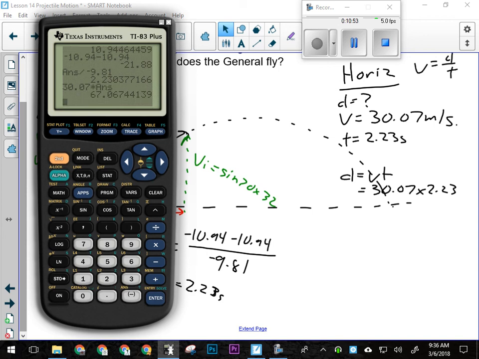Okay, so the General Lee flies 67 meters. That's more than half the football field. Okay, that's impressive. In fact, it's like 2/3 of a football field. So impressive to say the least. Survivable for the car, not so much.